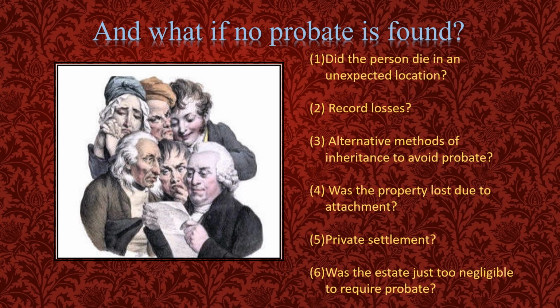Perhaps your ancestor made arrangements to divide property prior to death. Such arrangements are usually recorded in the deed books. Perhaps your ancestor's property was taken because of litigation against him prior to his death. Court records could help there. Perhaps your ancestors settled the estate privately if the person died intestate.